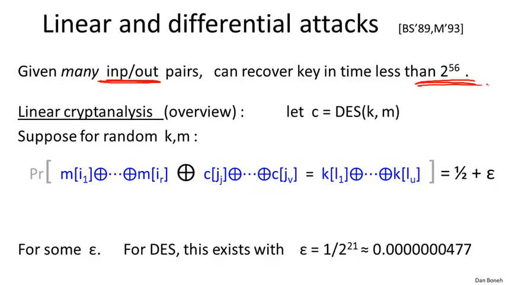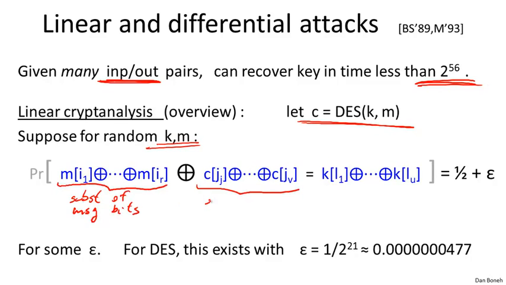Okay, so the example I want to give you is what's called linear cryptanalysis. And here, imagine it so happens that C is the encryption of M using key K. And suppose that if I look at a random key and a random message, somehow there's a dependence between the message, ciphertext, and the key bits. In particular, if I XOR a subset of the message bits with a certain subset of the ciphertext bits, so these two the attacker sees, the attacker has the message and the attacker has the ciphertext, and then you compare that to an XOR of a subset of the key bits.